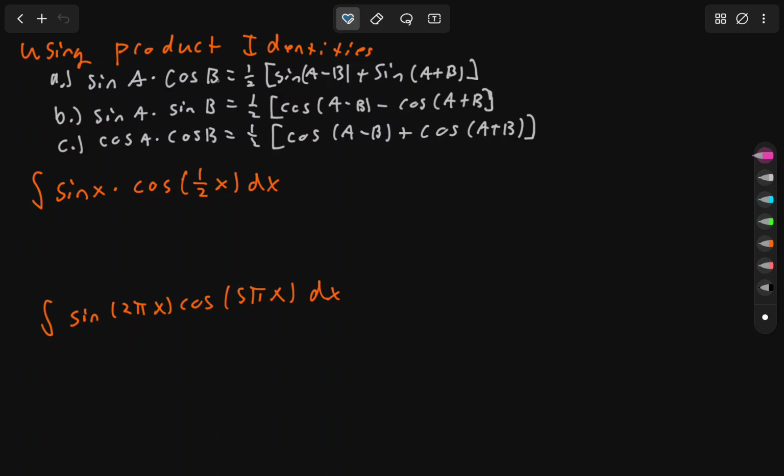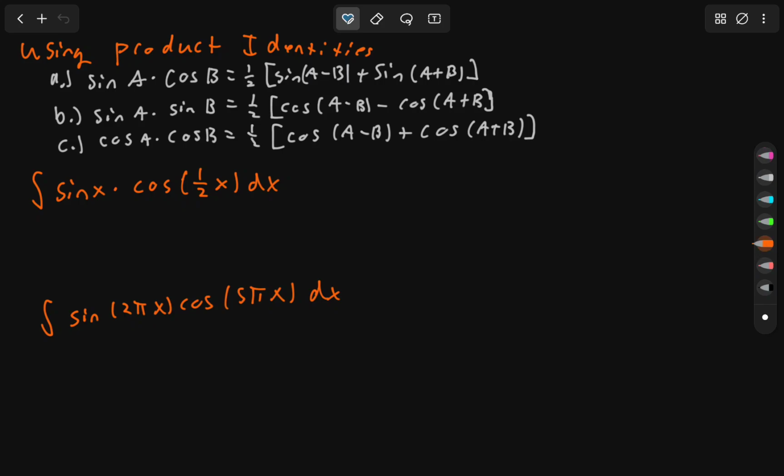Sine of a times cosine of b is equal to 1/2 times sine of a minus b plus sine of a plus b. Sine of a times sine of b is equal to 1/2 times cosine of a minus b minus cosine of a plus b. Cosine of a times cosine of b is equal to 1/2 times cosine of a minus b plus cosine of a plus b. I kind of sound like a broken record there. And so now we're just going to use these to evaluate this integral.